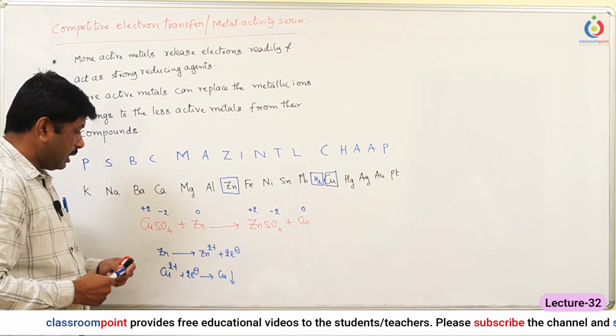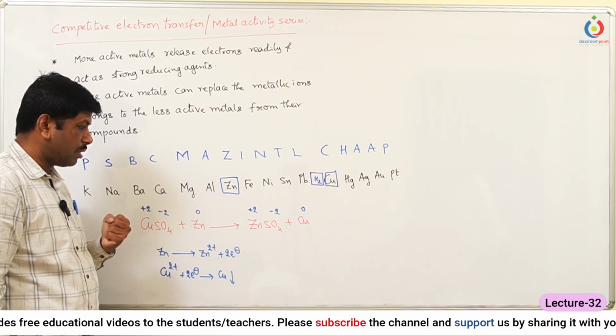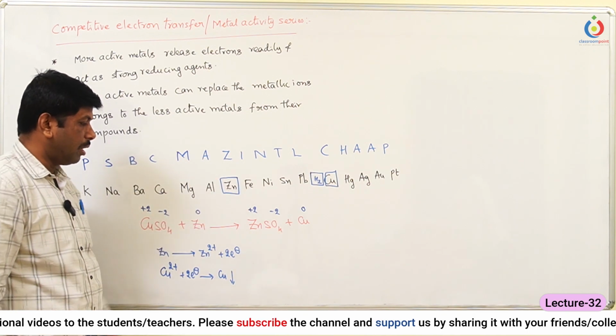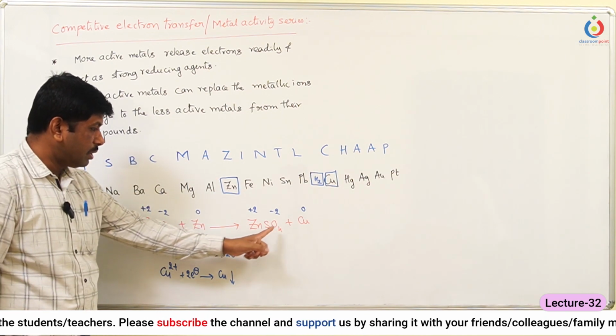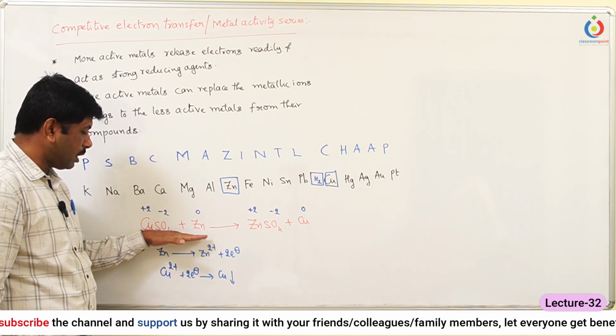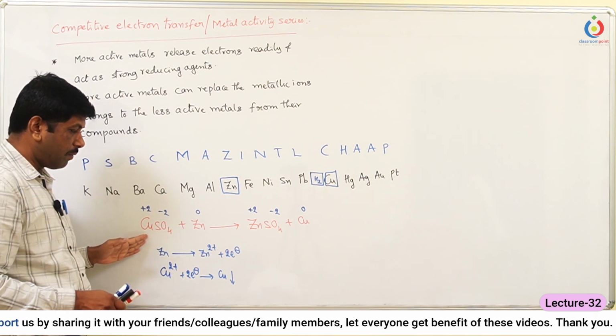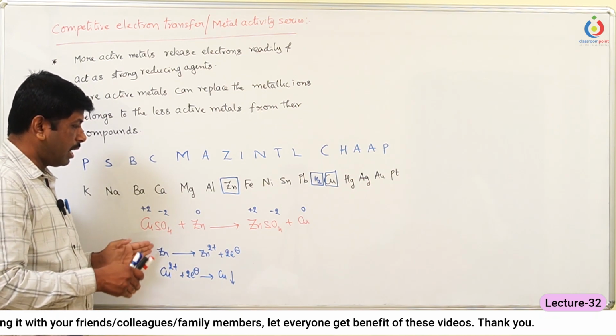So here zinc is making the cupric ion accept these electrons and get reduced to copper metal. It means that copper sulfate and zinc are both in the same solution, but zinc replaces the cupric ion from the copper sulfate solution.